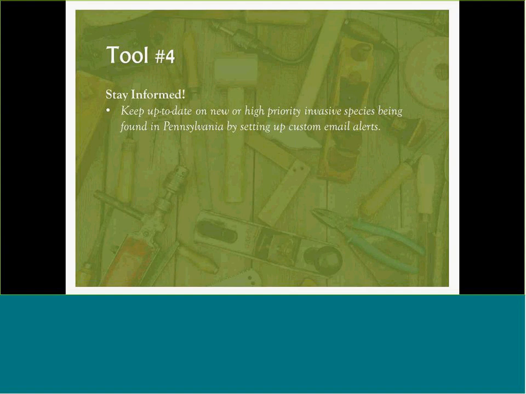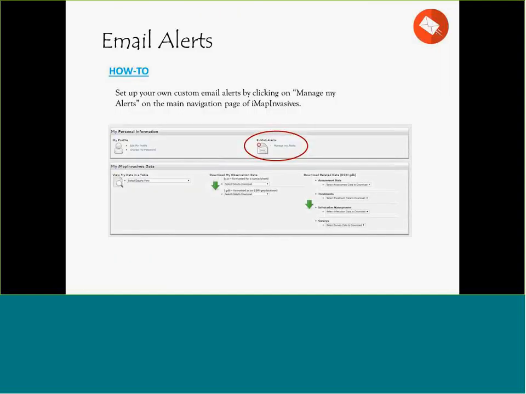Okay, so we talked a little bit about email alerts already, but now I want to go into more detail about how you set them up and the different alerts that we have available. These are used to keep you informed of new or high priority invasive species that are being found. So you log into iMap and scroll down a little bit on that main navigation page, and you'll see a section here, which I have circled, called Manage My Alerts. This is the section where you can create new alerts, or edit or deactivate alerts as well.